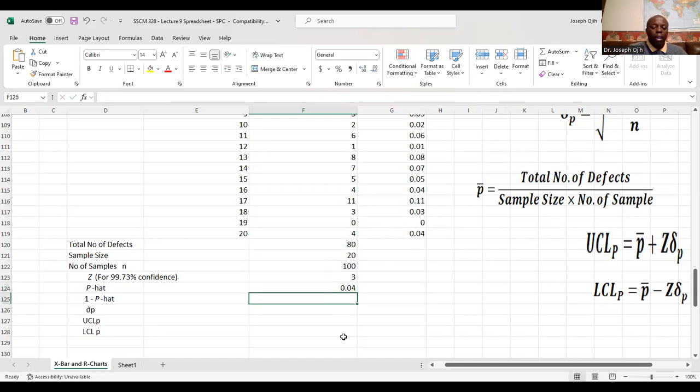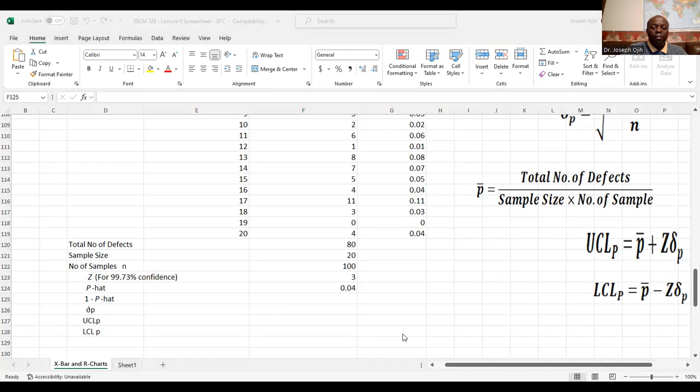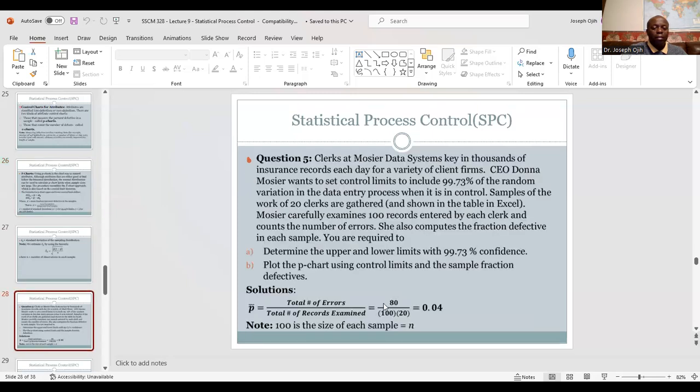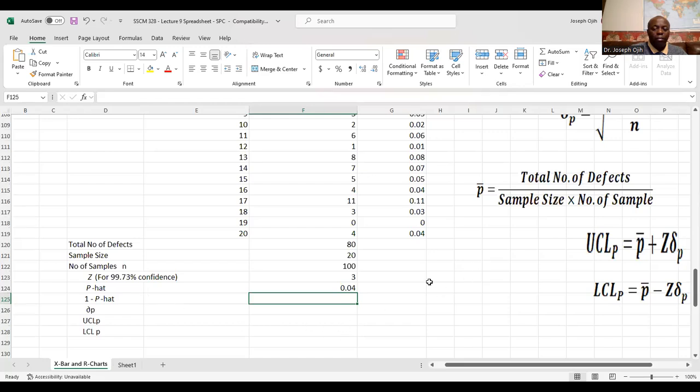Now you can close it, and that will give you the p hat, 0.04. And you can see that I did the same thing here as well. See, 0.04. Now, let's get all these numbers before we can finally answer the question. I say 1 minus p hat, which is 1 minus 0.04. Gives me 0.96.